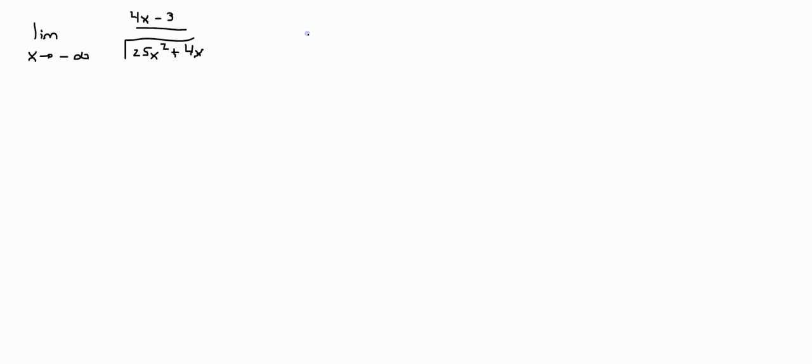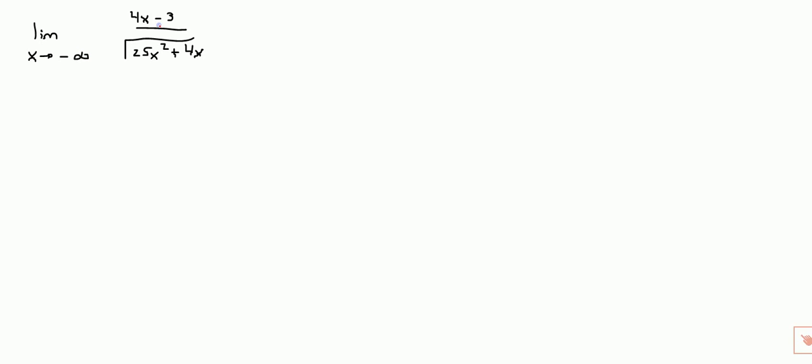In this problem, we're going to solve a tricky limit: the limit as x approaches negative infinity of (4x minus 3) over the square root of (25x squared plus 4x). First thing we notice is that x is approaching either infinity or negative infinity, in this case negative infinity.